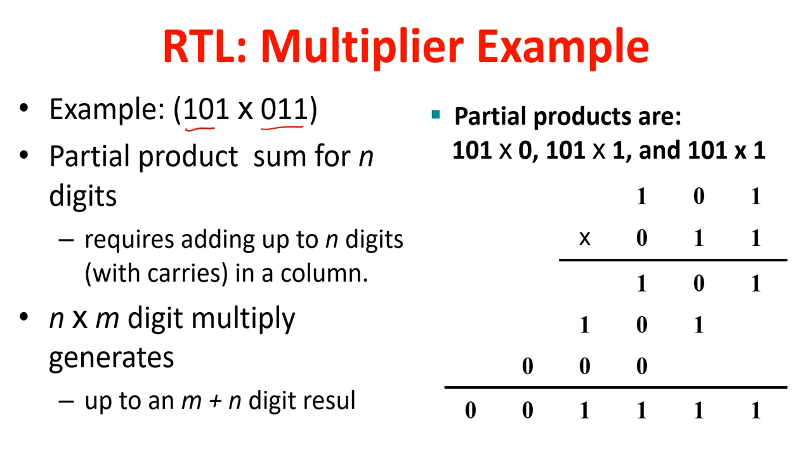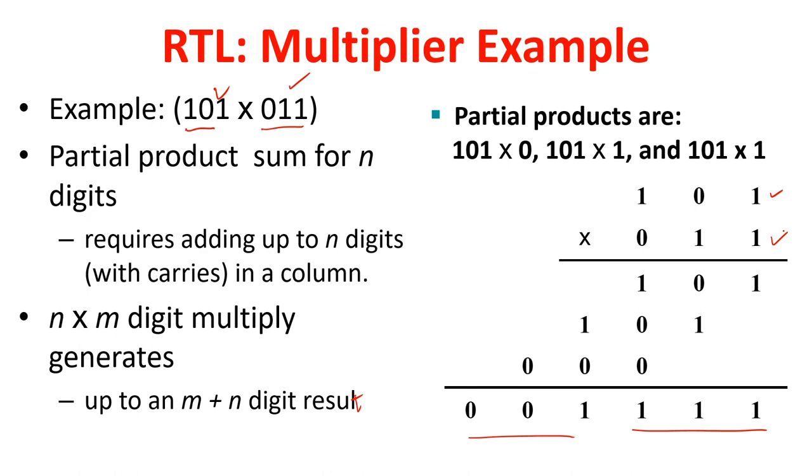So partial sums require adding n digits in a column, and an n by m digit multiplication generates an m plus n digit result. Suppose one number is n bits and another number is m bits, then the result will be m plus n bits. In this case, this is 3 bits and this is 3 bits, and the result is 6 bits. So we are multiplying 101 with 011, which are binary.